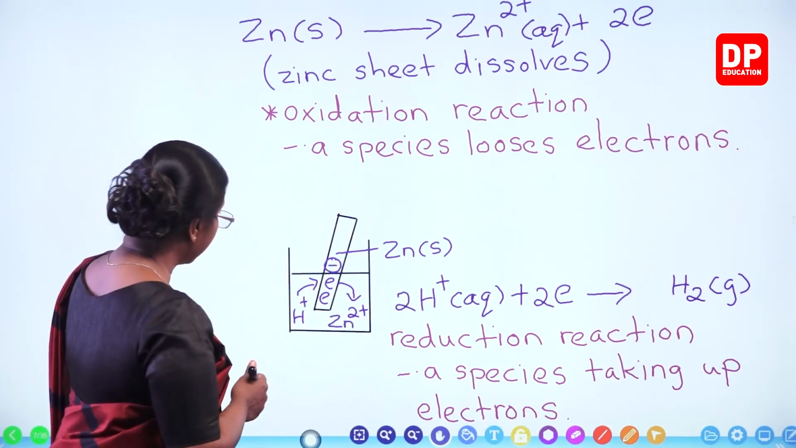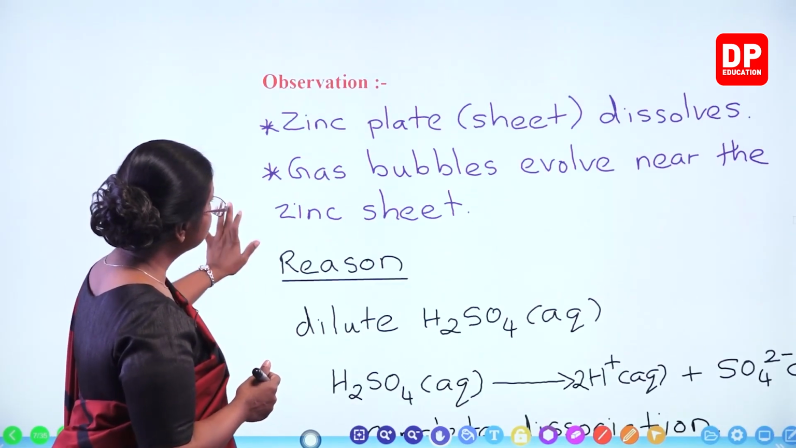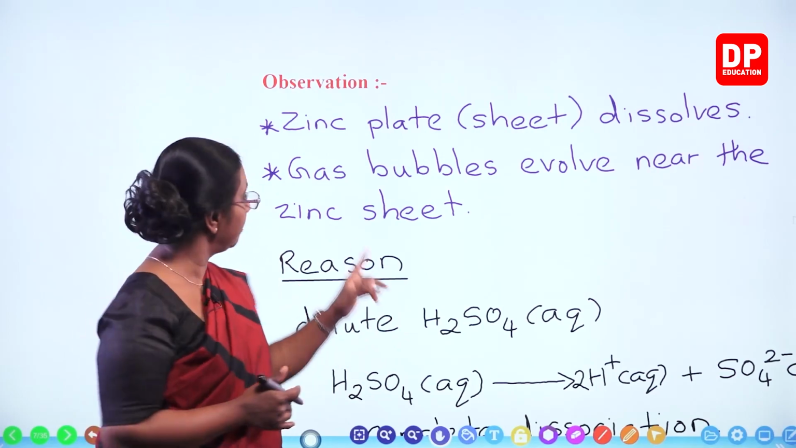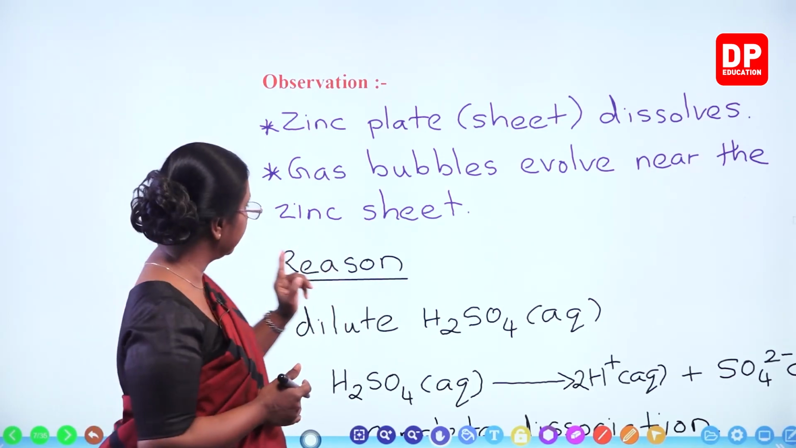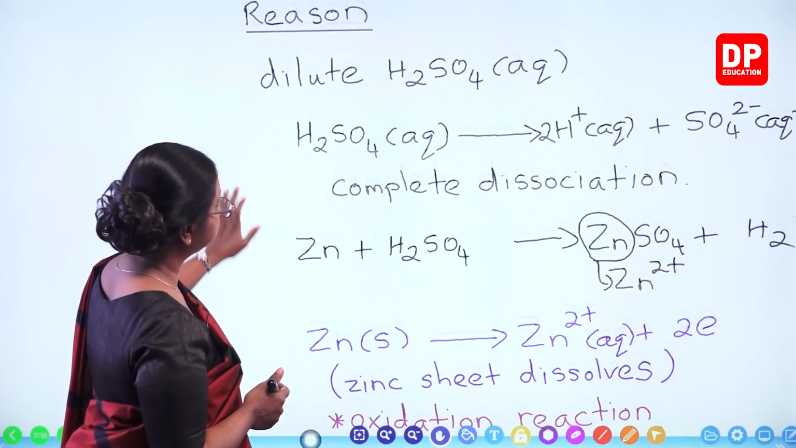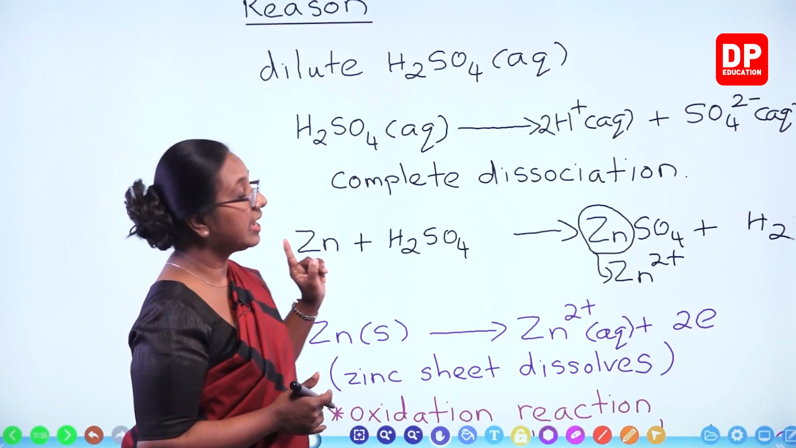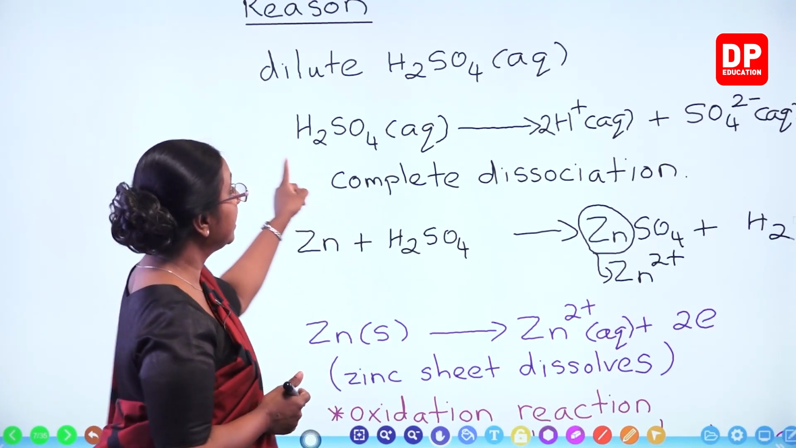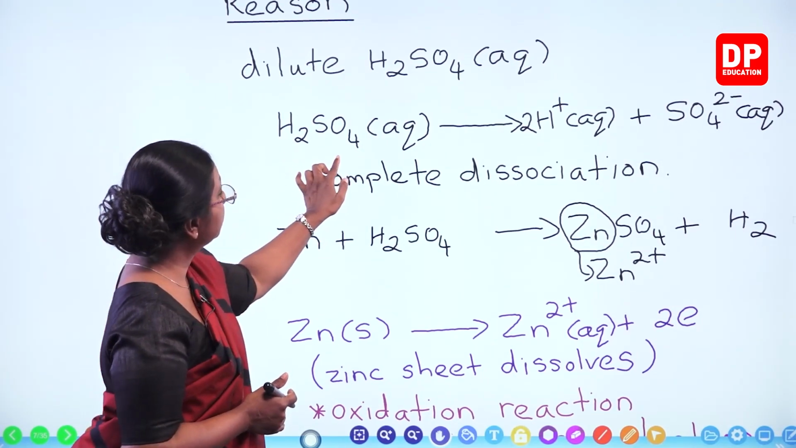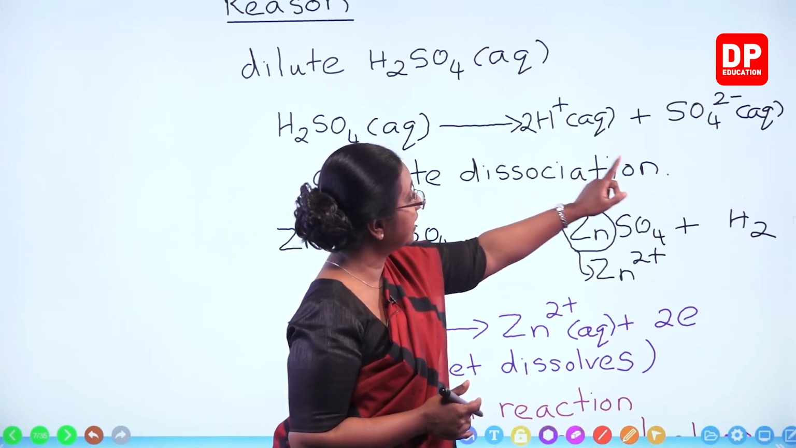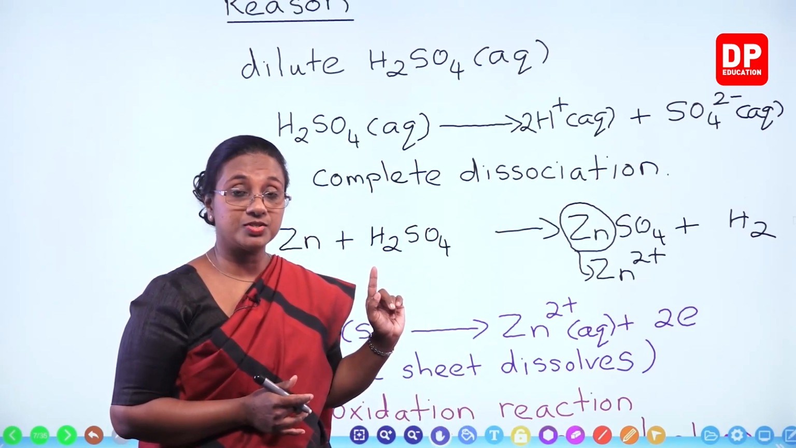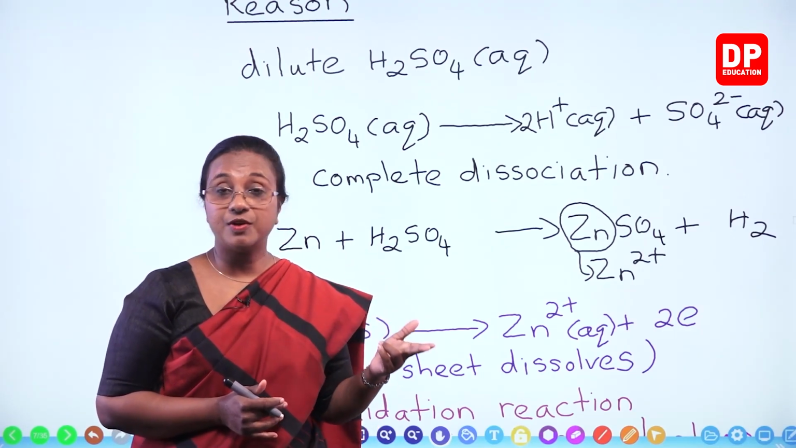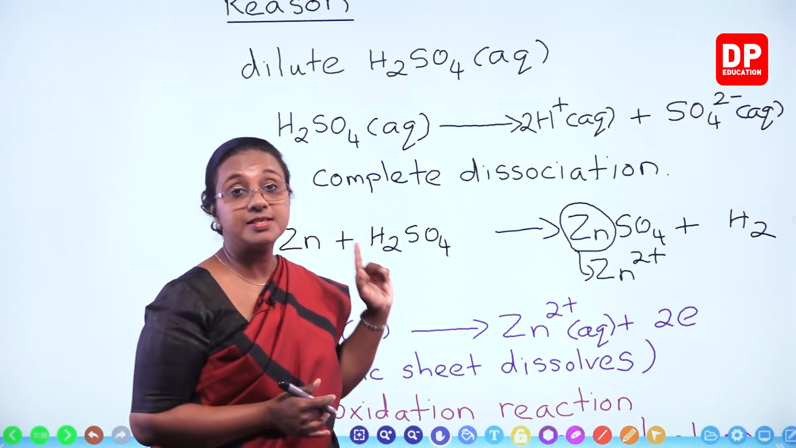Before I go to the next slide, I'll quickly go back and see what happens. During the activity, you were able to see the zinc plate dissolve and gas bubbles evolve near the zinc sheet. The reason for that is this. Dilute sulfuric acid is a strong acid, so it undergoes complete dissociation. H2SO4 aqueous becomes 2H+ aqueous and SO4 2- aqueous. You're familiar with all the physical states: S for solid, L for liquid, G for gas, and AQ for aqueous solutions.